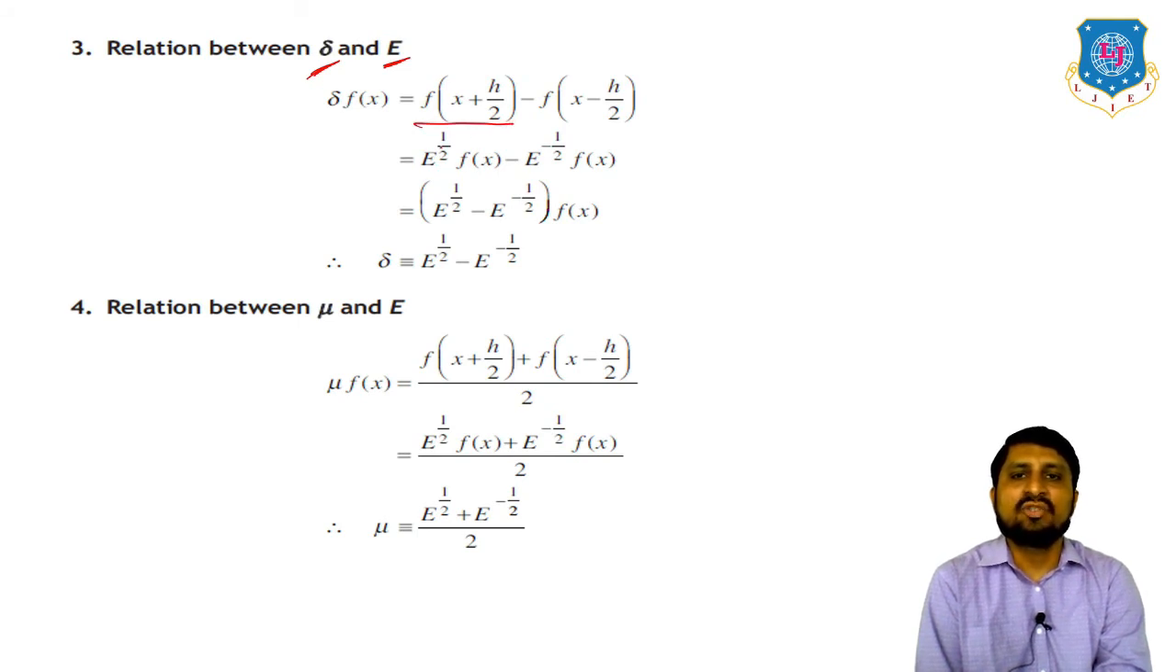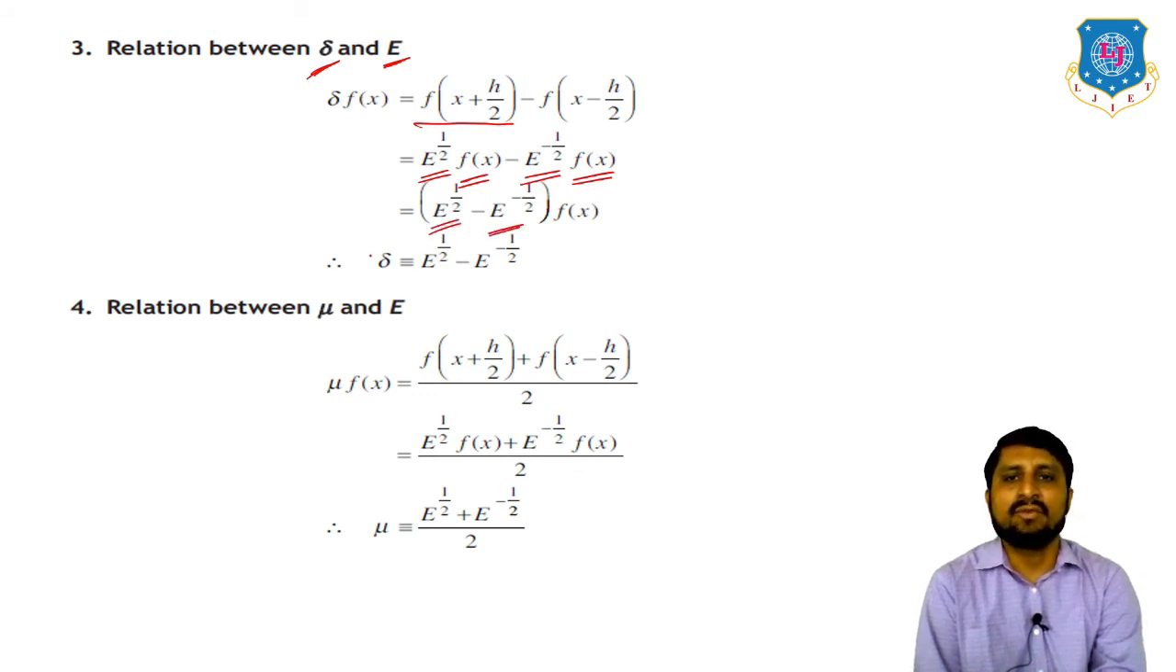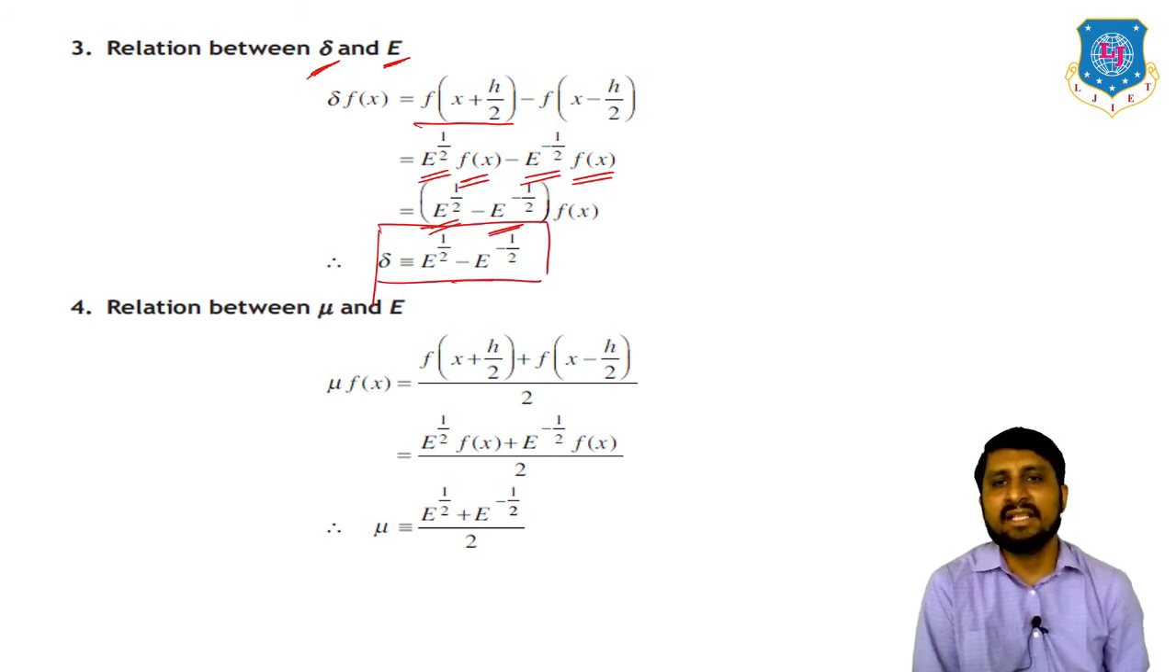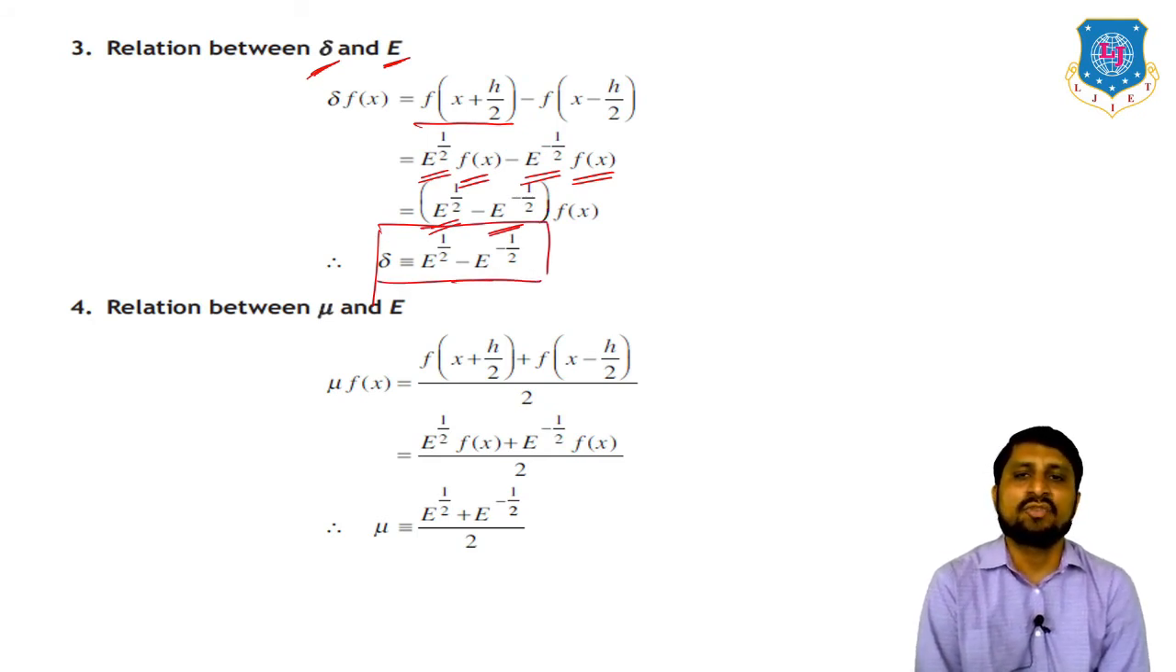That is e raised to 1 by 2, the shifting operator. Use the shifting operator. So e raised to 1 by 2 f of x minus e raised to minus 1 by 2 f of x. f of x will be common, so e raised to 1 by 2 minus e raised to minus 1 by 2. So you can easily prove that small delta is nothing but e raised to 1 by 2 minus e raised to minus 1 by 2.